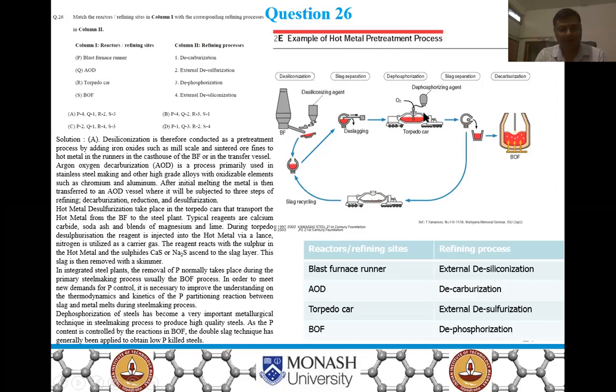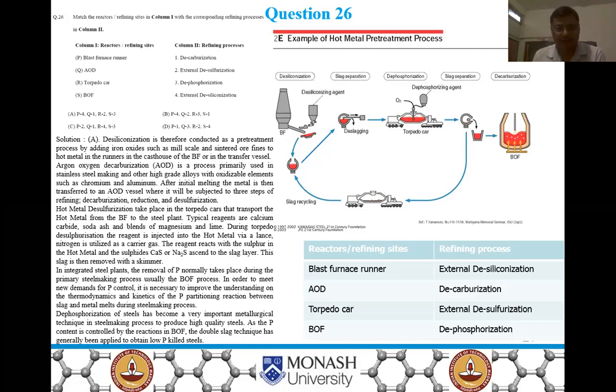And torpedo car. So here in torpedo car, it is external desulfurization. Here it is written dephosphorization, but dephosphorization and desulfurization both occur actually. So we are talking about actually external desulfurization. I'll discuss in a later slide, so one should not confuse with this. So in torpedo car, external desulfurization occurs, and in BOF, basic oxygen furnace, dephosphorization occurs. So the correct option is A.